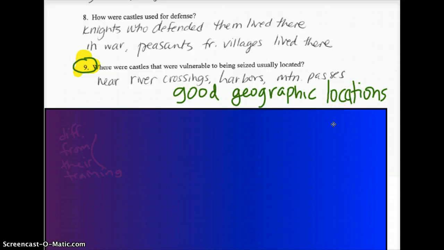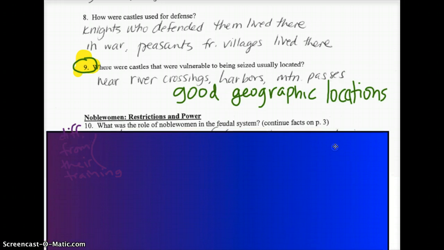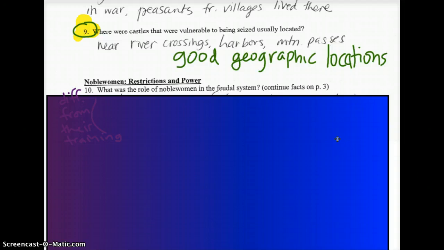So moving on to noble women, and remember, pause the video at any point if you need to fill something in, and I'm going too fast. So noble women, what were they doing? I just want to point out that a lot of times people confuse the role of noble women and the training of girl nobles, so they are different, and I've written that to the side.